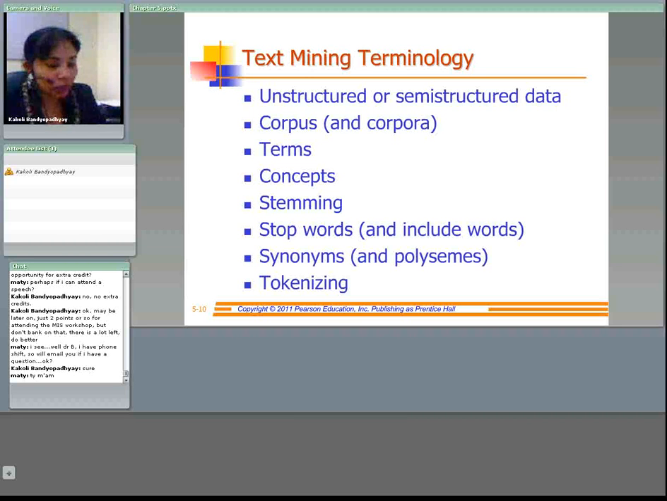Stop words. Stop words are noise words. They are filtered out prior to processing of text. Like, you know, the, a, to, and all those kinds of words.